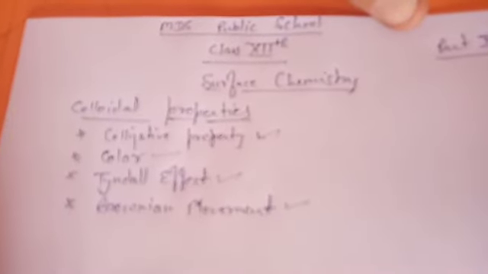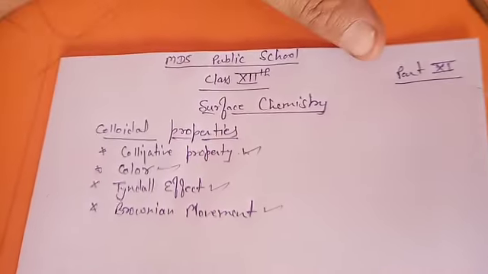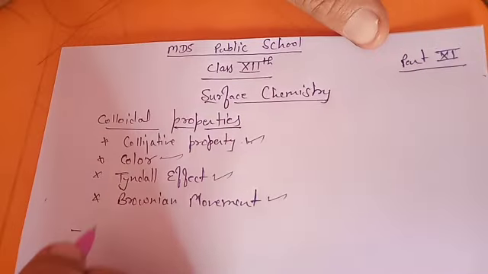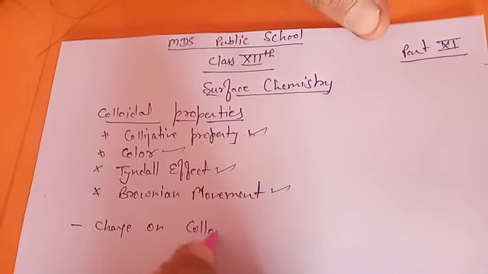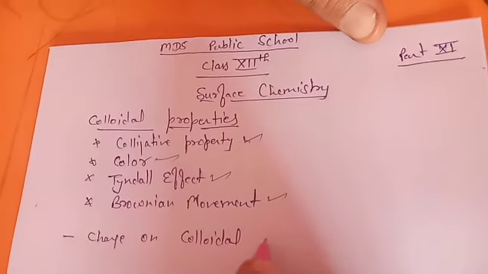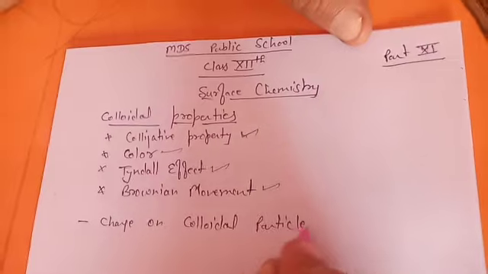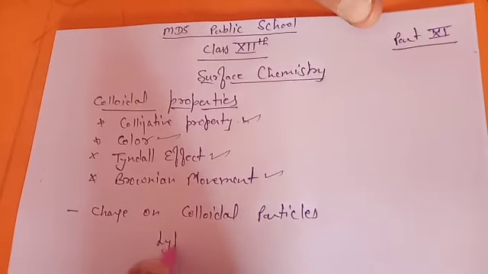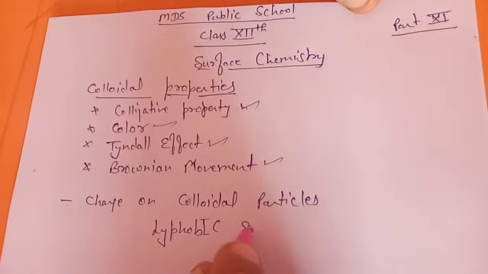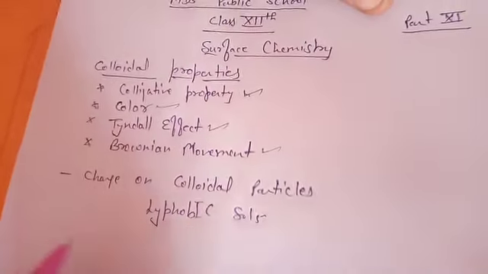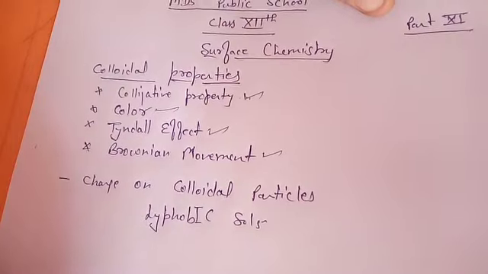Now, some more properties of these colloids we need to discuss. One of them is the charge on colloidal particles. This is quite an important property. We are discussing particularly lyophobic sols, or lyophobic colloids you can say. There is always some charge existing on the colloidal particle.